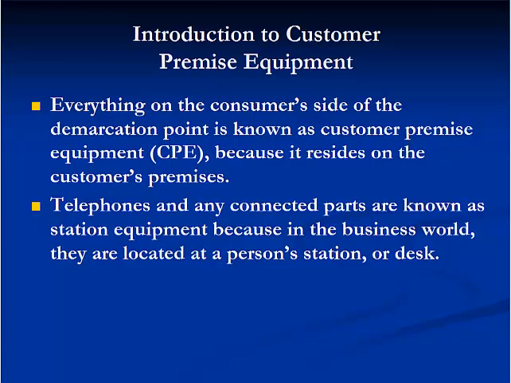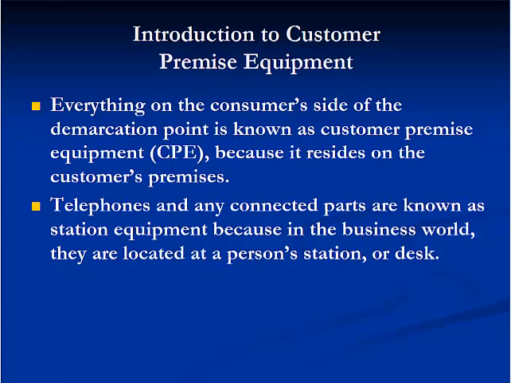Customer premise equipment includes telephones, modems, fax machines, answering machines, and so on, and the equipment which may or may not be owned by the customer. Everything on the customer side of the demarcation point is known as customer premise equipment, or CPE, because it resides on the customer's premises. In telecommunications, a telephone and any connecting parts are known as station equipment because in the business world, they are located at a worker station or desk.